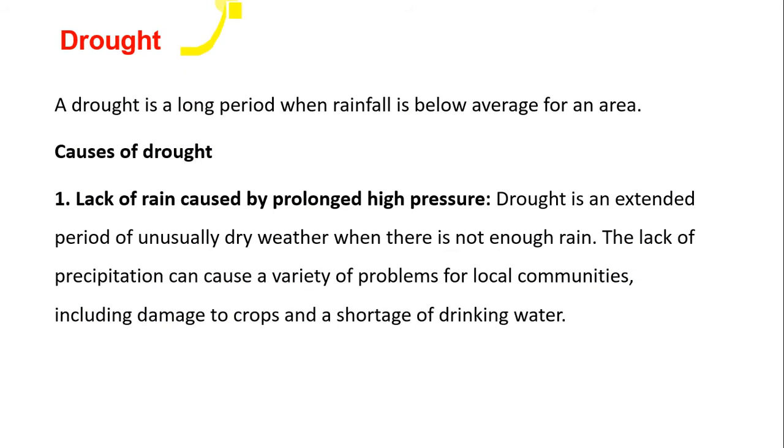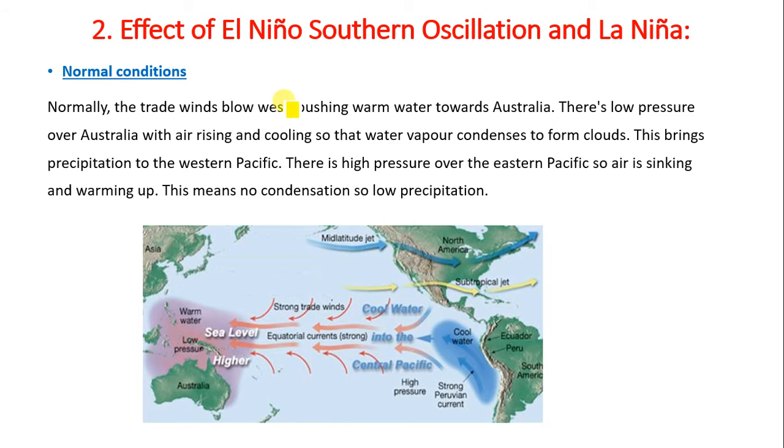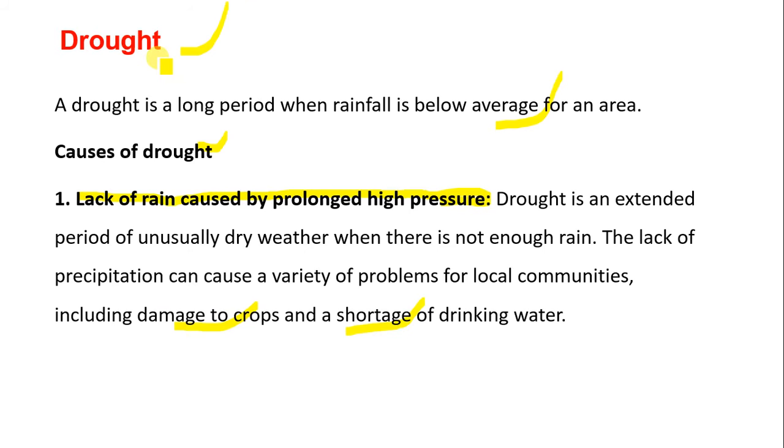Then next, let's look at drought. A drought is a long period when rainfall is below average for an area. What are the major causes? The cause of drought is majorly lack of rain caused by prolonged high pressure. Drought is an extended period of unusually dry weather where there is not enough rain. The lack of precipitation can cause a variety of problems for local communities, including damage to crops and a shortage of drinking water.